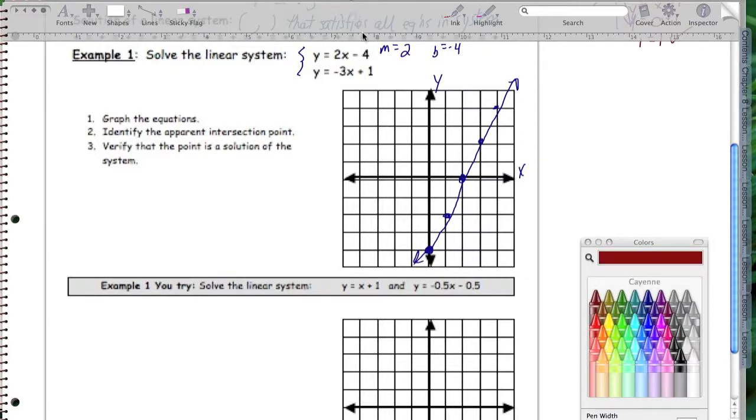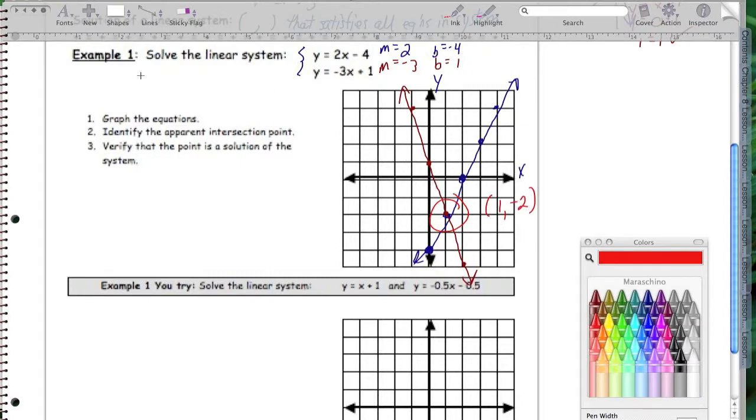Now my second equation, my slope is negative 3, and my y-intercept is 1. So now I'm going to go down 3 over 1, down 3 over 1. And I could have gone up 3, but to the left 1. And when I do that, my line looks like so. So the only point that they both share, that they have in common, is this point right here, which is the point 1, negative 2.